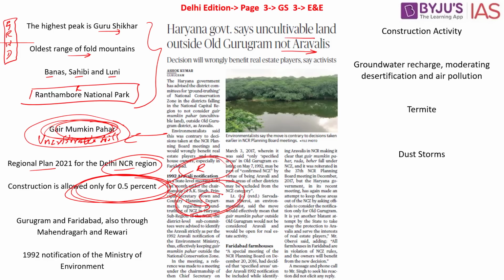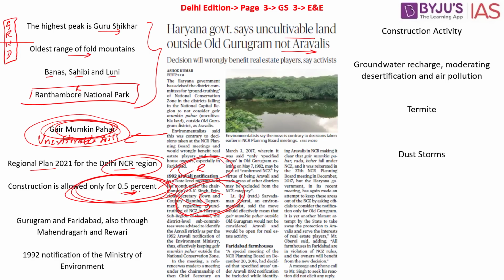So construction is strictly prohibited. It can be used only for recreational purposes. It can only be used for development of sanctuaries, which is in line with the conservation activities. If there are any other activities like real estate, tourism, commercial, residential, such activities cannot be taken up, says the Regional Plan 2021 for the Delhi NCR region. So basically, when we are speaking about the definition of the National Conservation Zone, it means that construction activity is only limited to about 0.5%.